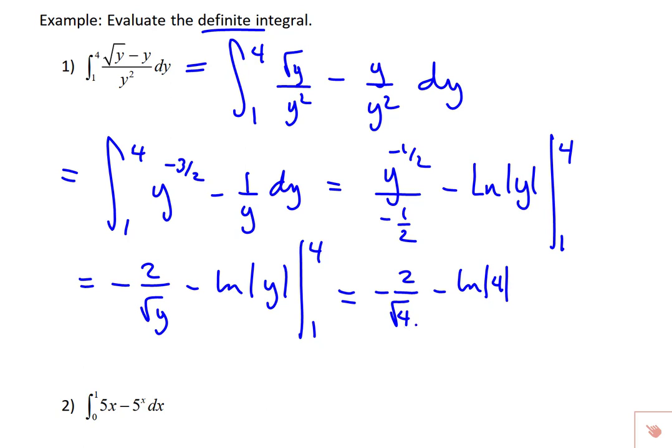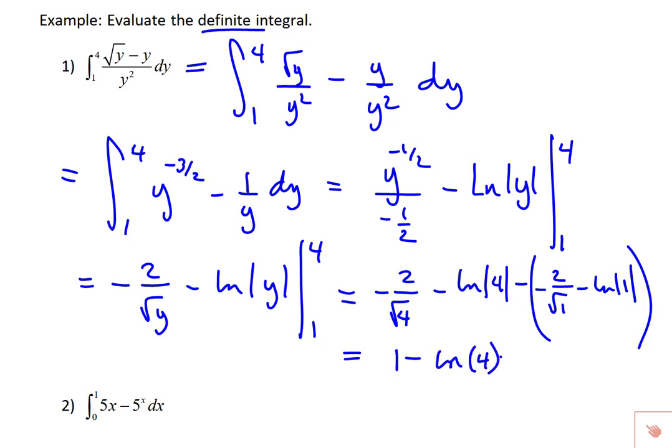So that's like f of b, capital F of b, plugging in the upper bound. Now we subtract capital F of a, or in other words, plugging in the lower bound, which would be negative 2 over the square root of 1 minus the natural log of 1. So if we combine like terms and simplify some of them in the process, we'll end up with 1 minus the natural log of 4. I know the 4 was an absolute value, but the absolute value of 4 is just 4, so we wouldn't need to write the absolute value for our answer.